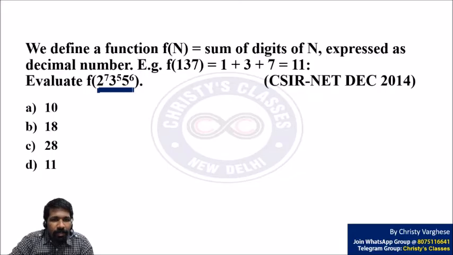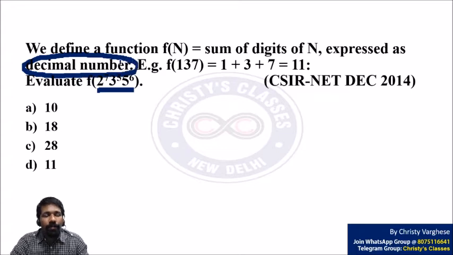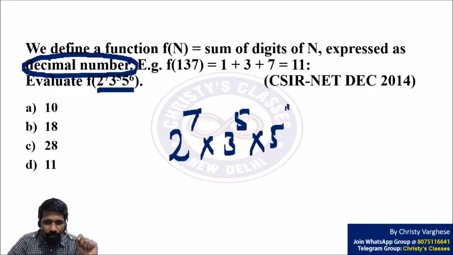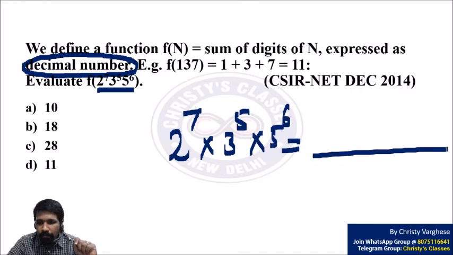This is just an expression now. You have to convert it into a number. That is what they are saying, decimal number. Just like in one of the previous questions, the word decimal is not denoting anything regarding a decimal point. It is denoting the decimal number system. That means a normal number. That means the first requirement is 2 raised to 7 into 3 raised to 5 into 5 raised to 6 should be simplified to form a number.